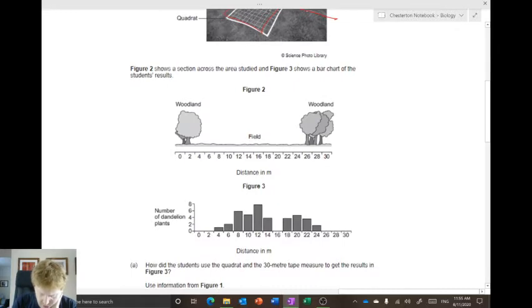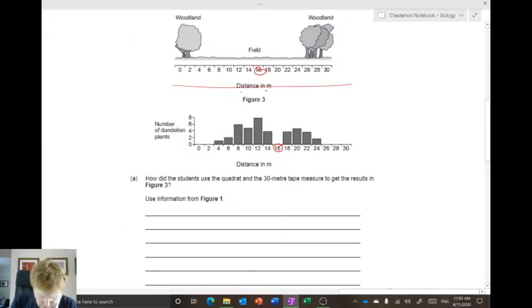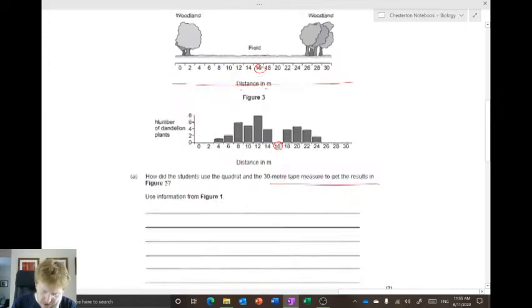Okay, so this is along the transect or along the tape in meters, it's 0, 2, 4, 6, 8, and so on, and this is the number of dandelion plants that they collected. That's a bit weird. There's something going on at 16. How did the students use the quadrat and 30-meter tape to get the results? Okay, so what did they do?